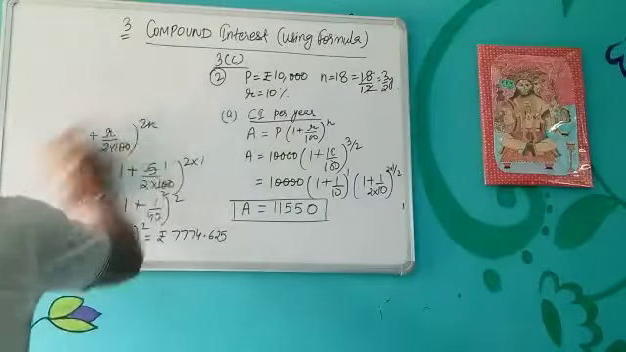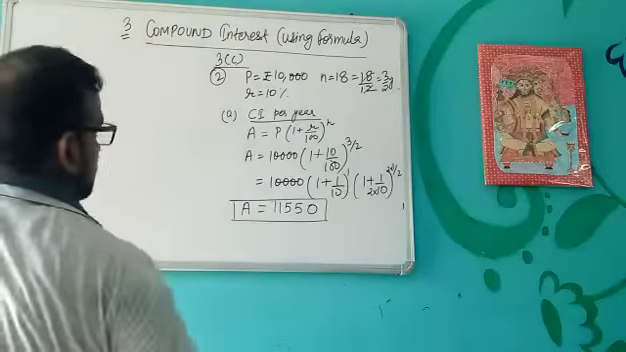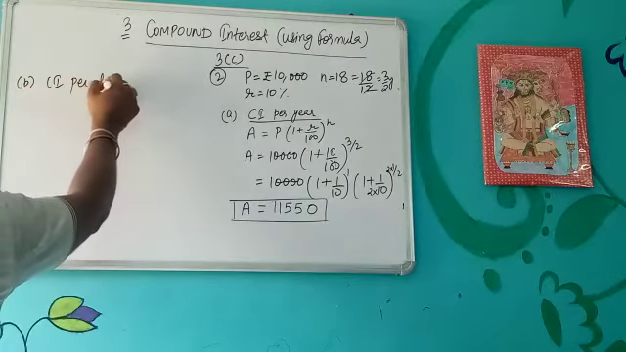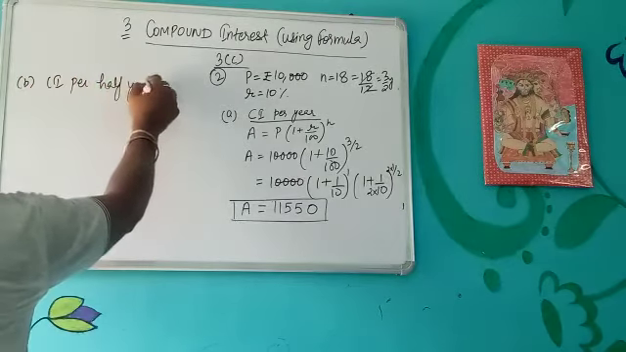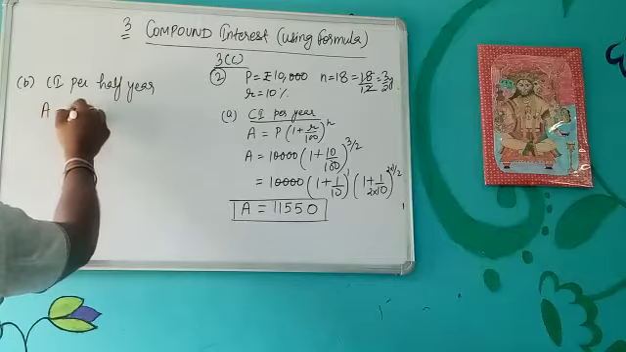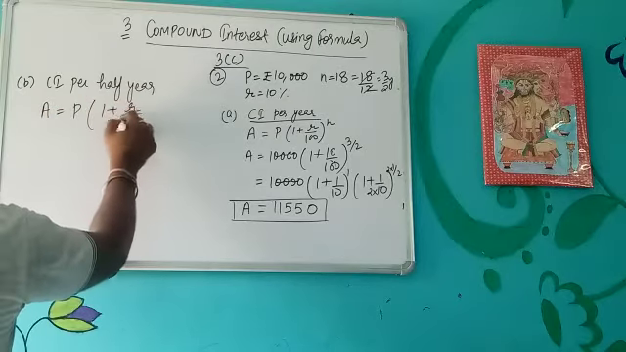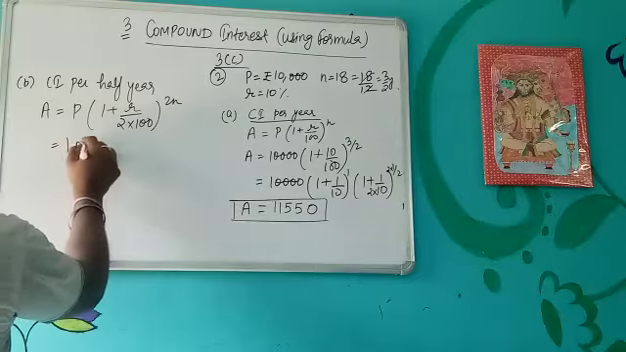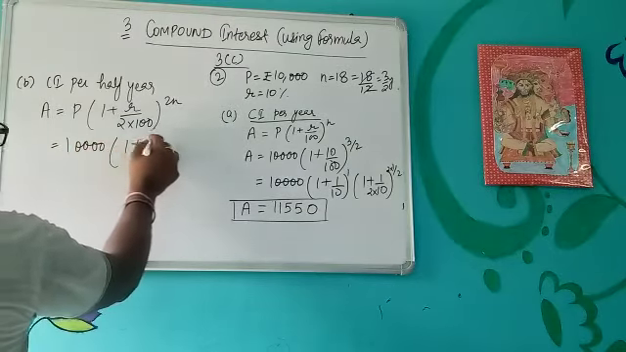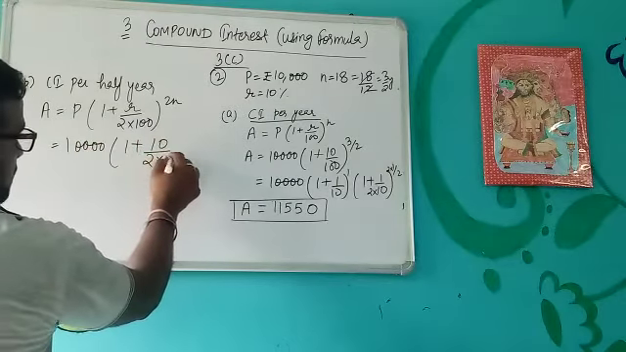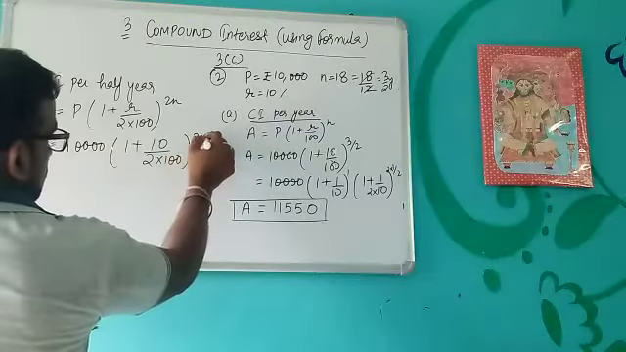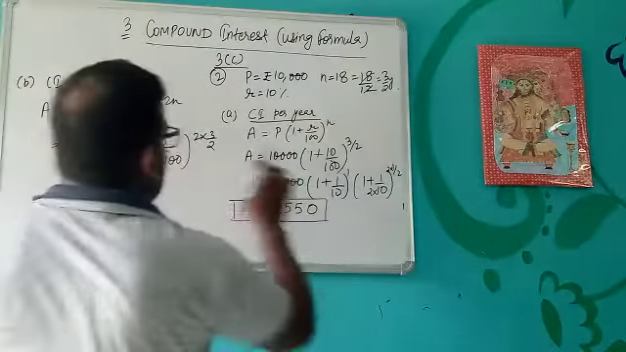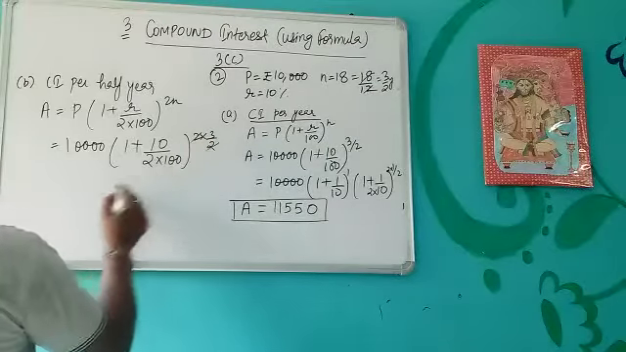Next, we will calculate CI per half year. So for this, P(1 + R/(2 into 100)) to the power 2n, that is 10,000, 10 upon 2 into 100, and here it will be 2 into 3 by 2, because our time n is 3 by 2. So 2 into 3 by 2, 2 and 2 cancel.